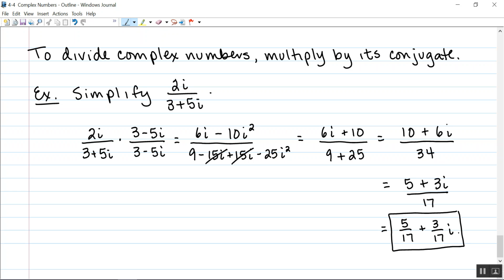And that shows you the real part of the answer, 5/17, and the imaginary part of the answer, 3/17 i. So in this section we took a look at complex numbers and were introduced to the imaginary unit, the square root of negative 1 is i, and then how to do all sorts of different operations with that.